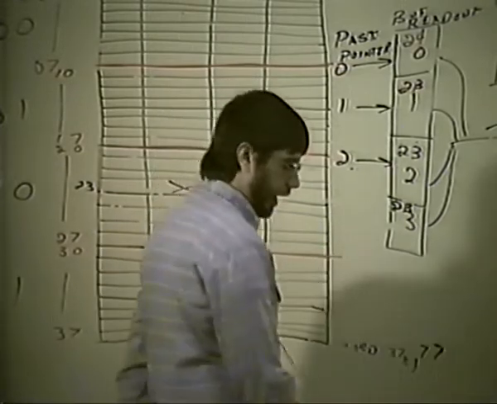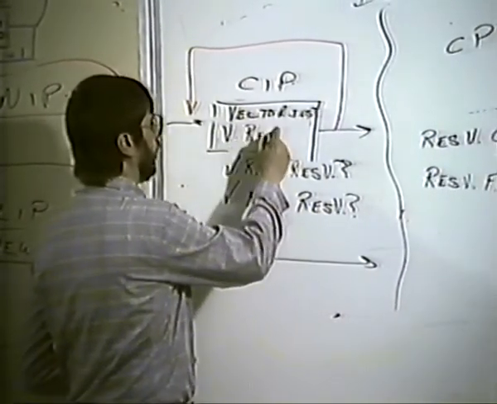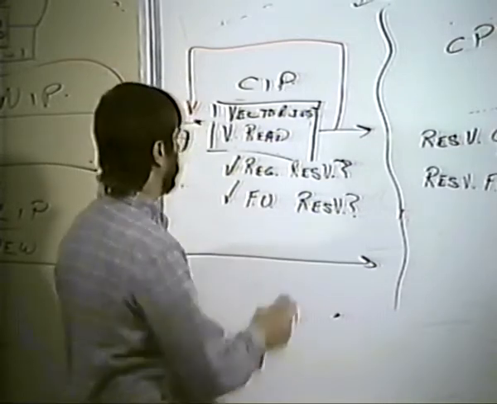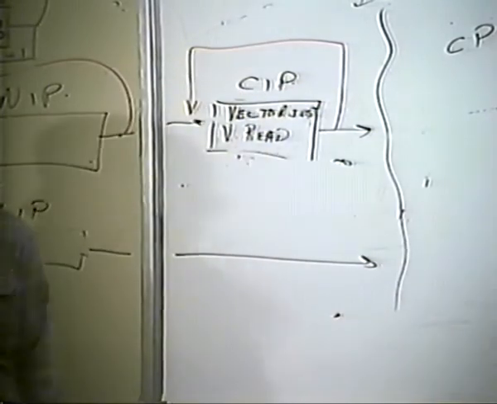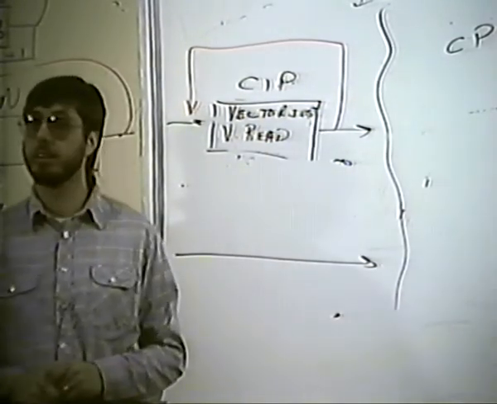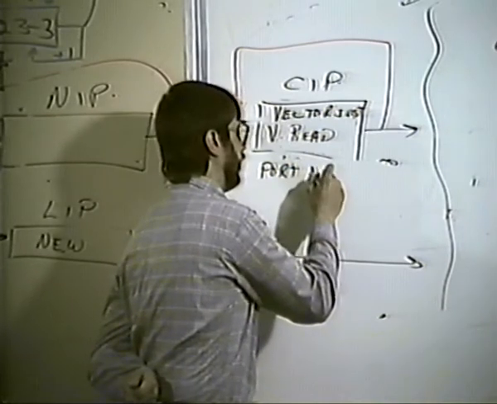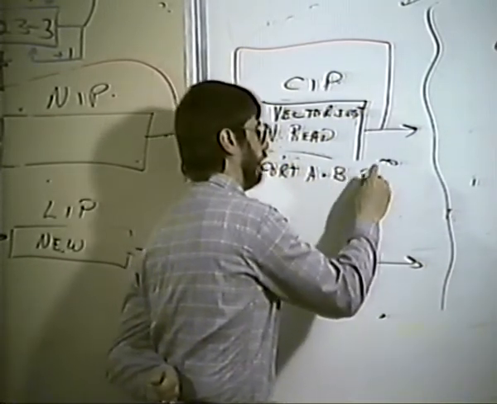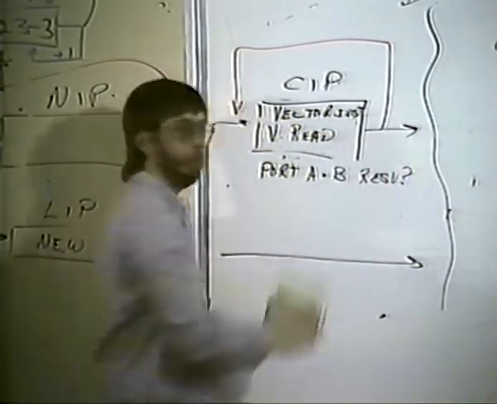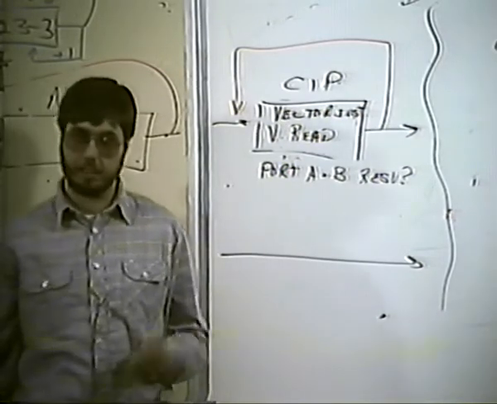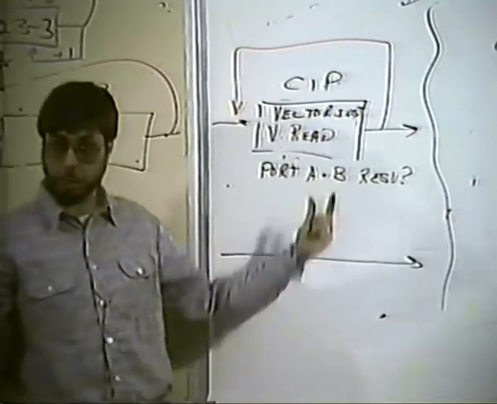What about a vector memory operation? Vector read. If we're doing a vector read, what's one thing we have to check to see if it's reserved? The port. Which port? Port A and B reserved. If just port A was reserved, we could use port B. And likewise, if just port B was reserved, we could use port A. But the only thing that will hold this in CIP is if both of them are reserved.